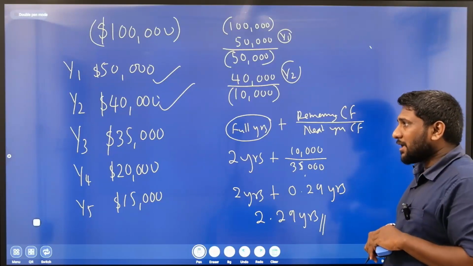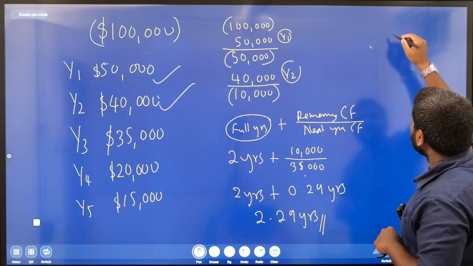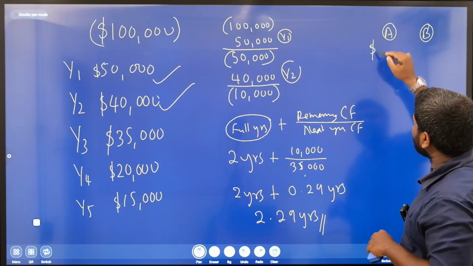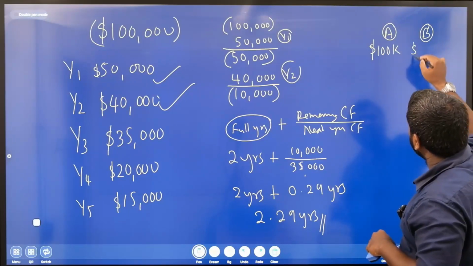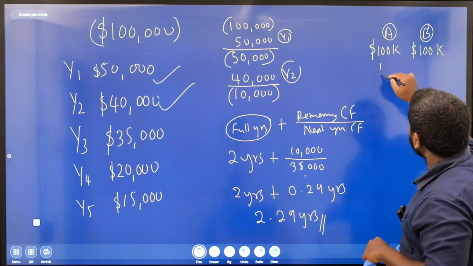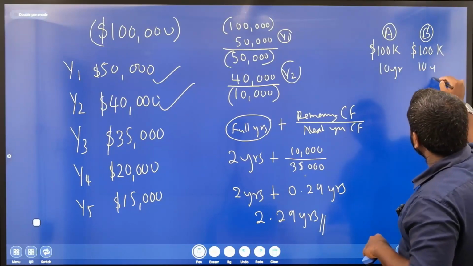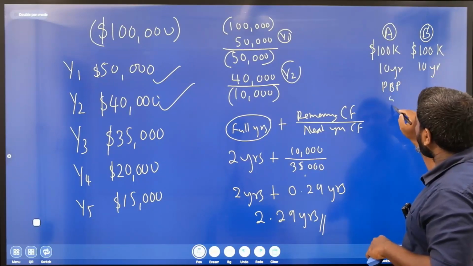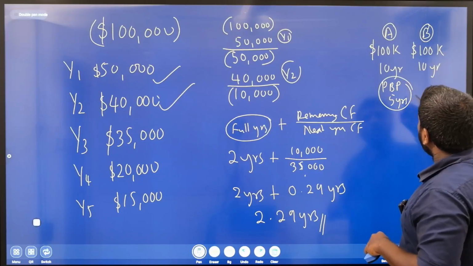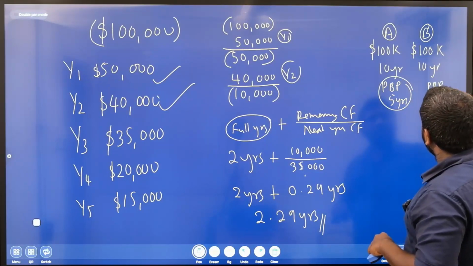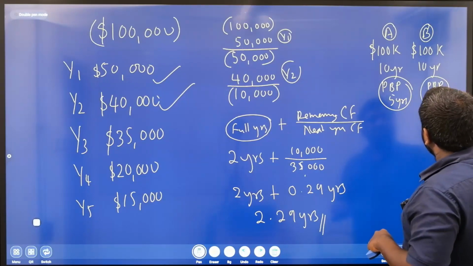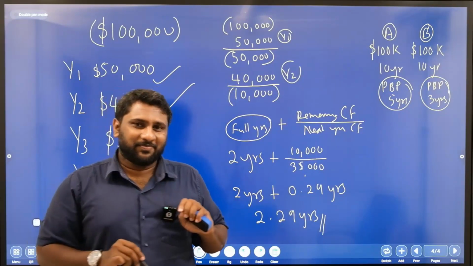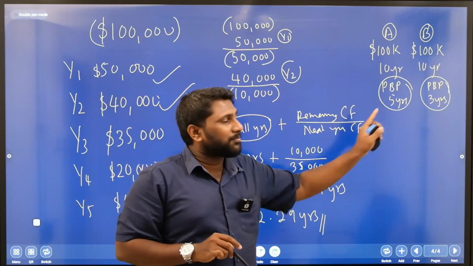And apart from that, there is one more thing that you should know. Let's assume there are two projects, project A and project B. Both projects need an investment of 100,000. Let's assume both are 10-year projects. In project A, you have a payback period of 5 years. In project B, you have a payback period of 3 years. Out of these two projects, which project will you select? Post a comment. You should select project B.